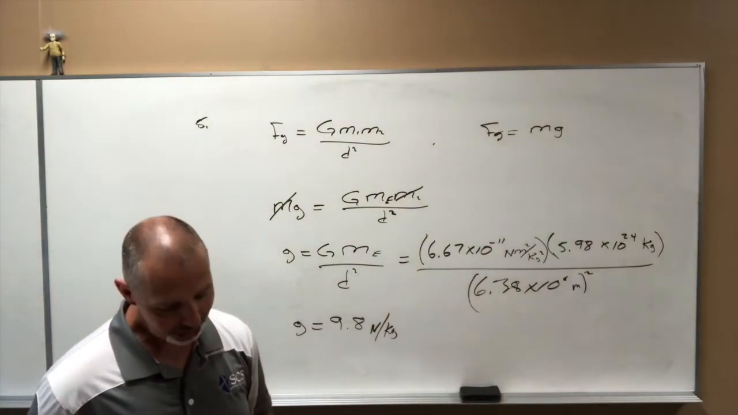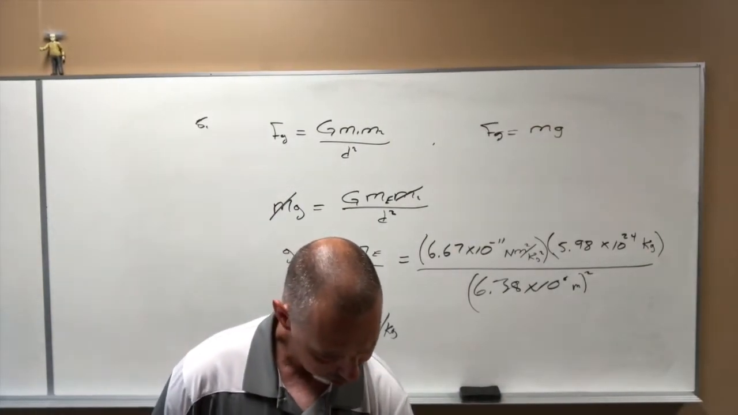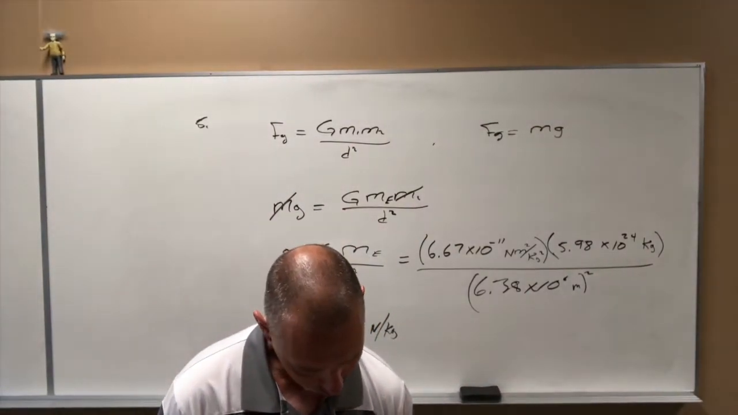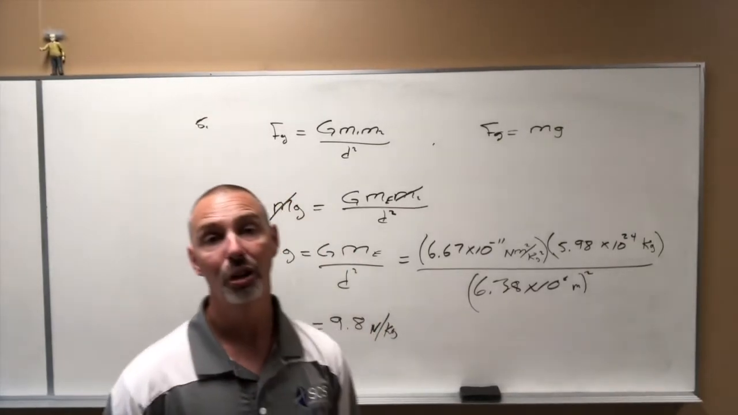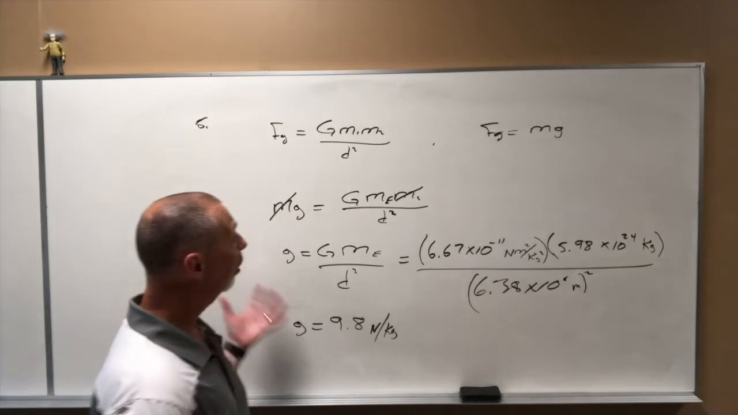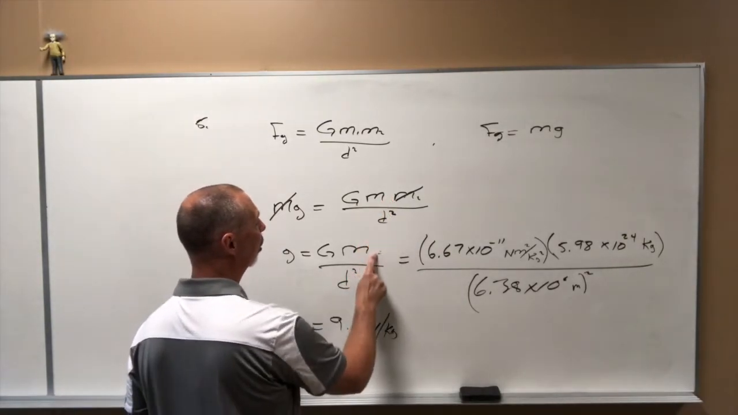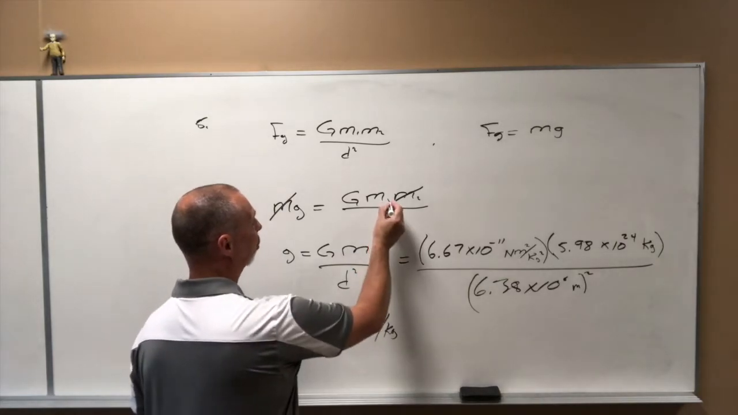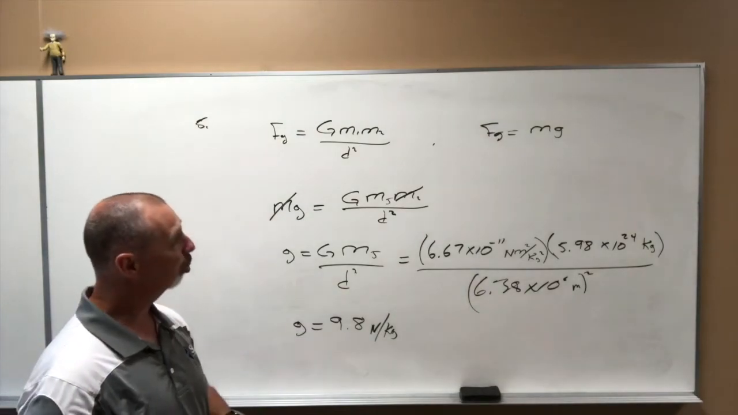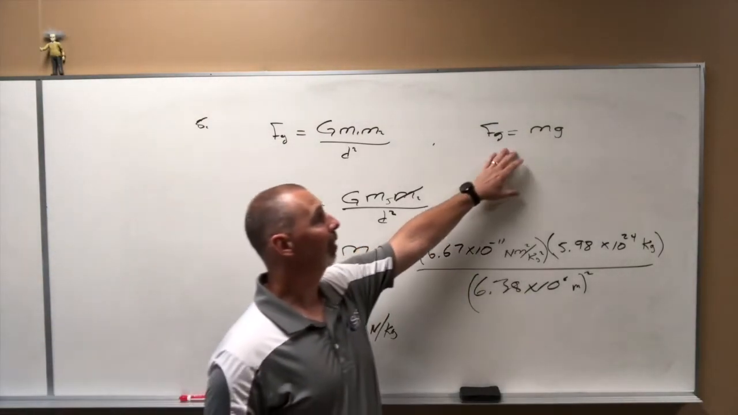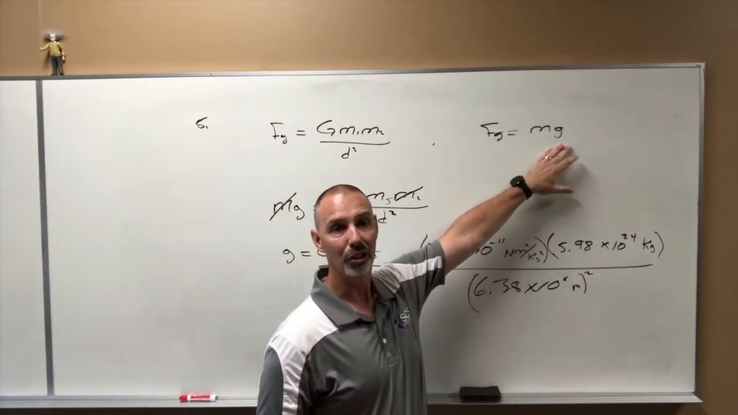Now it works for any planet. In the question that you were doing, I'll just find it here real quick. The question asked you to find the gravitational field constant on Jupiter. Well, the only thing that changes here is that instead of using the mass of Earth, we're going to use the mass of Jupiter. Right? Nothing else changes. Because on any planet, the force of gravity equals mass times the gravitational field constant.